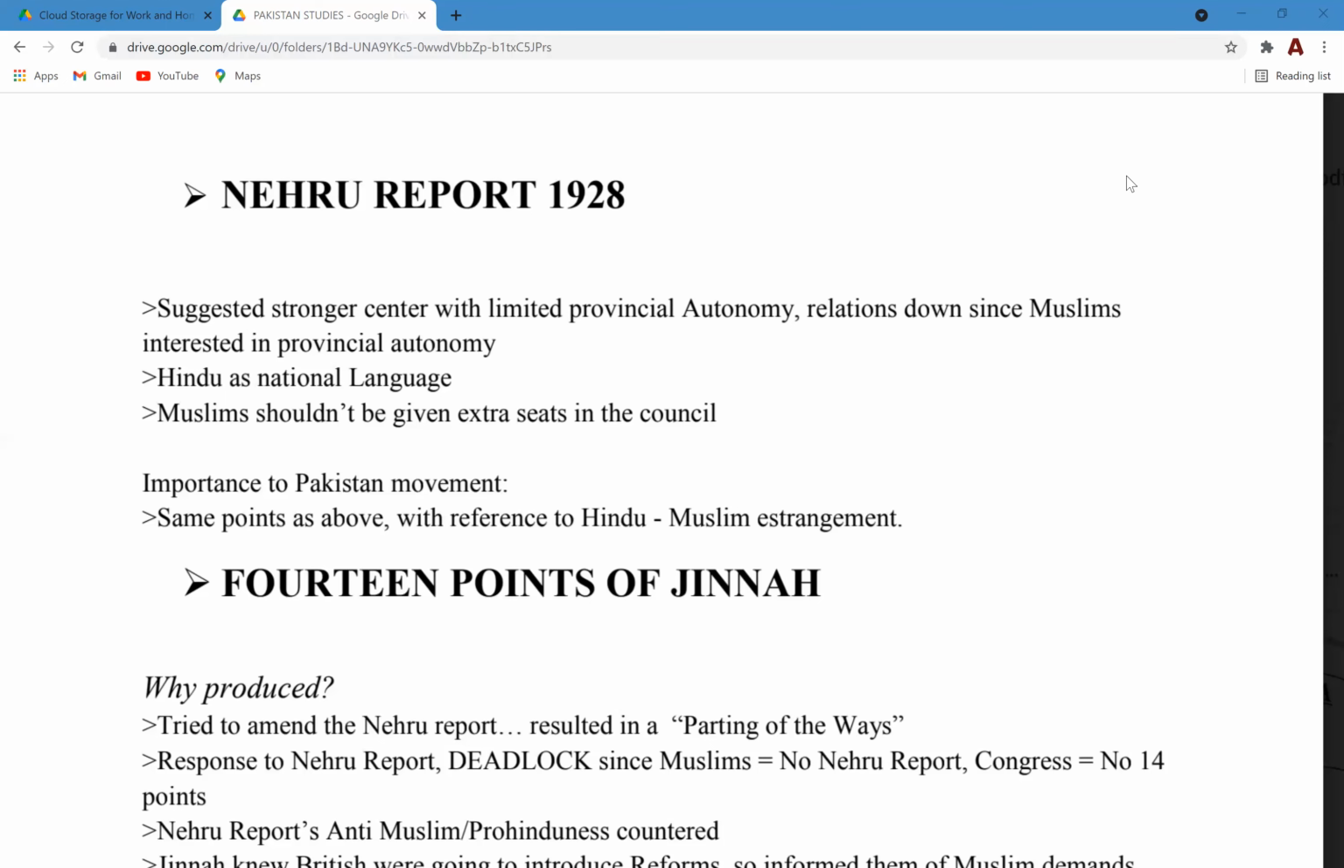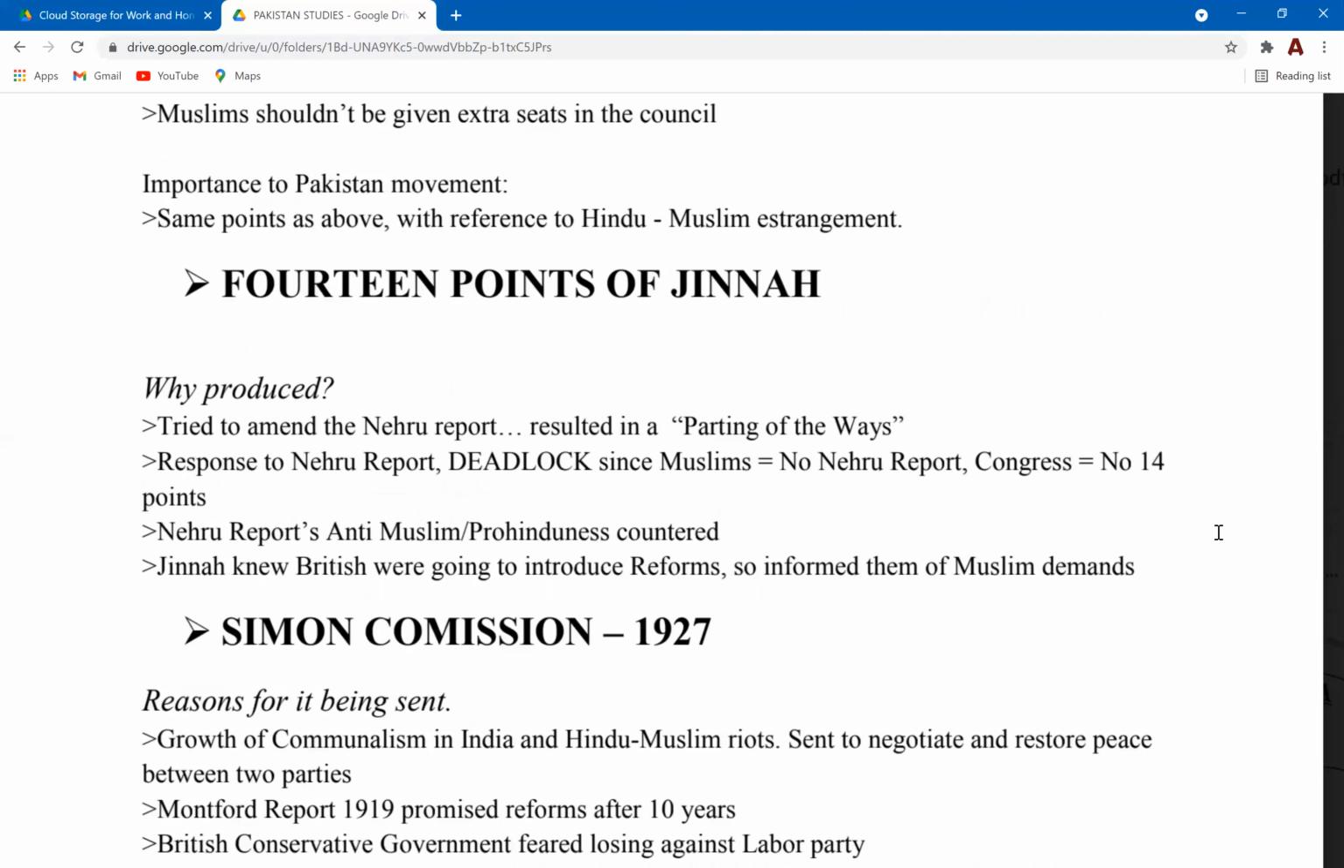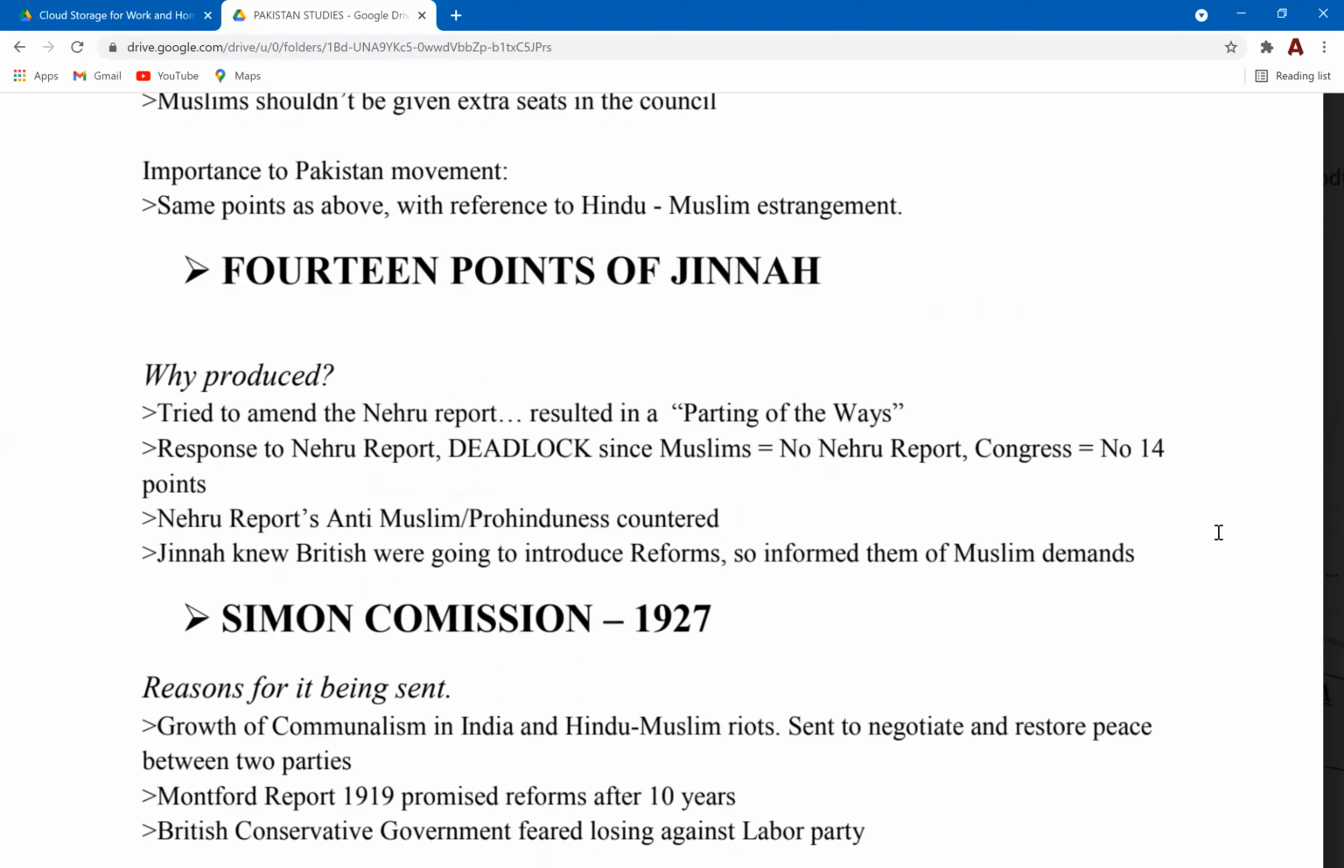It was rejected by the Muslims, and as a result, Jinnah presented his 14 points, because he wanted to tell the Indian population and the British that Muslims will not accept anything at this point in time that is against their ideology, and they know how to protect their rights. So these 14 points were a set of demands, or you could say a stance of the Muslims, that this is what they wanted, and any future negotiation should be based on these following points.